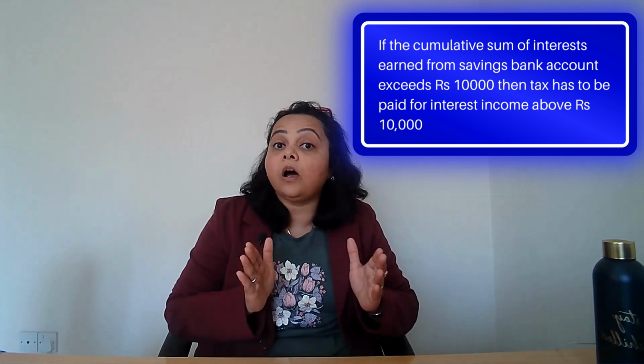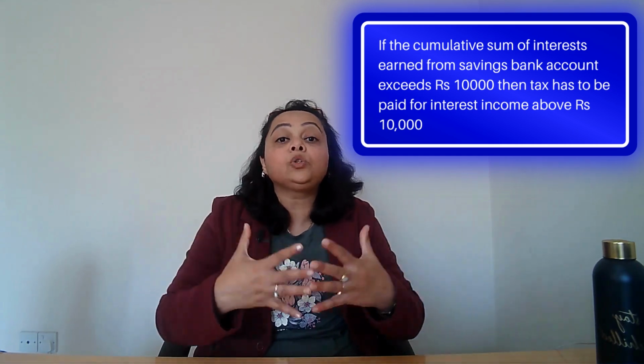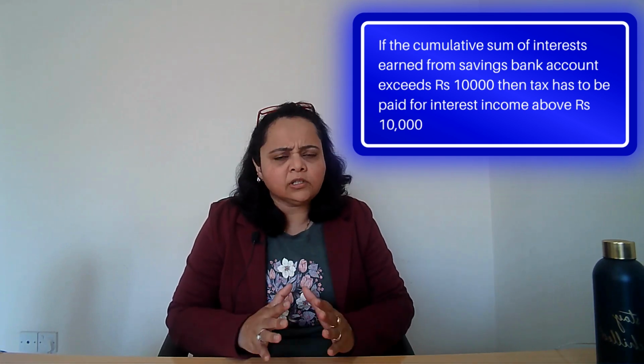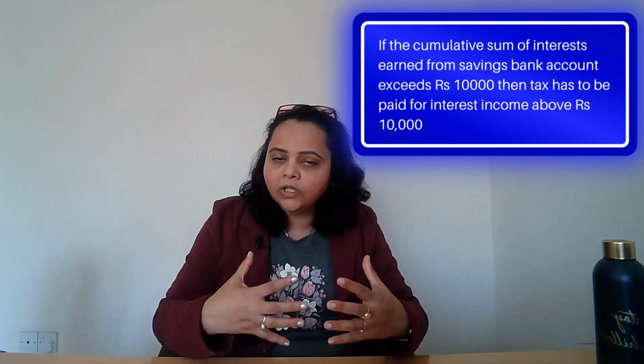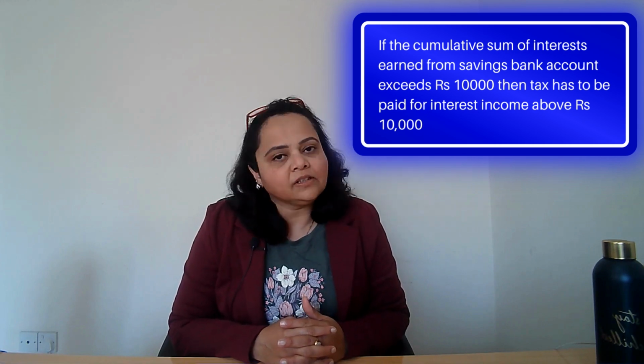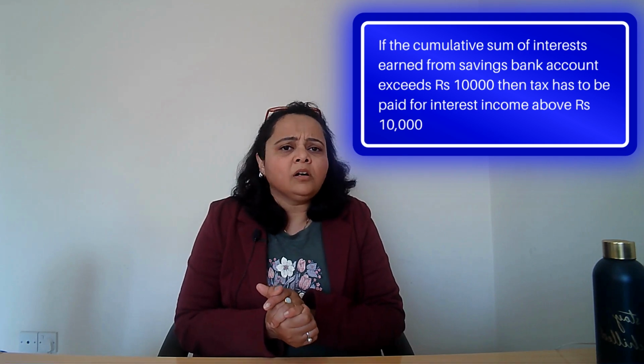This is not a per account limit, but this is a total limit of all the interest that your savings accounts, which you maintain with say more than one bank. Totally, if you are earning an interest which is higher than 10,000, then that interest will be taxed. Now, this limit is for whom? This limit is for individuals and HUFs.